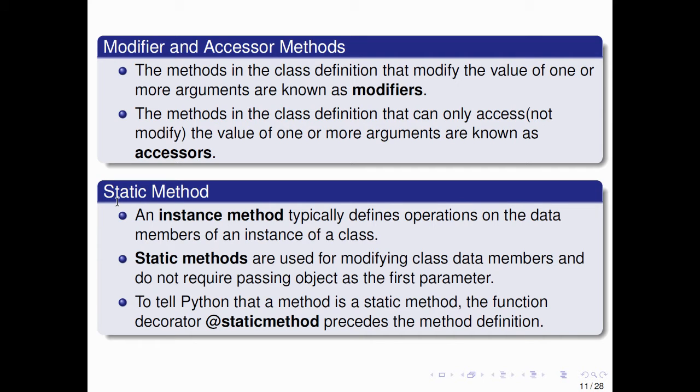Now what we have? Static method. So an instance method typically defines operations on data members of an instance of a class. Okay, so what is it saying? So instance is object. So when you define some function on objects, what do you do? Defines operation on the data members of an instance of a class. So in static method, what do you do? Static methods are used for modifying class data members and do not require passing objects as the first parameter.